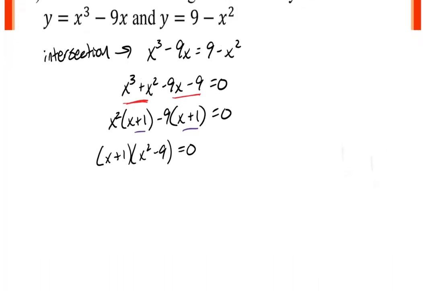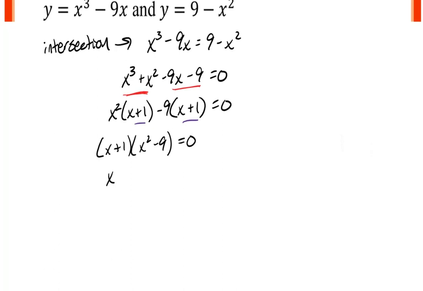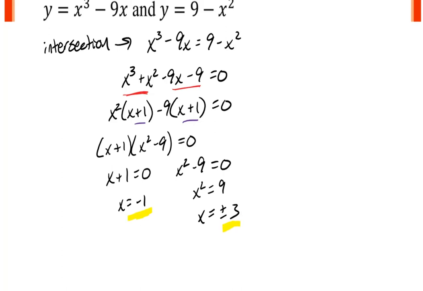So now, according to the zero product property, we can say x plus 1 is equal to 0, or x squared minus 9 is equal to 0. So over here, x equals -1, and here x squared equals +9. So x equals plus or minus 3. And so there you have it. The two graphs intersect each other at -1, at +3, and -3.